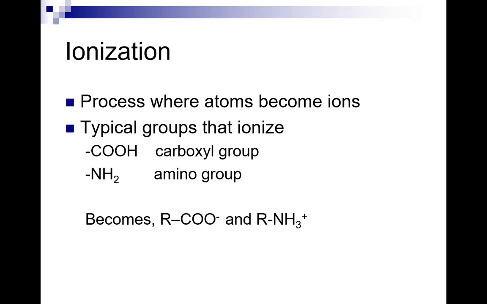All right, so this is called ionization when those atoms become ions. You get a lot of groups that will ionize, like carboxyl groups, amino groups, and we're going to see some of these things like amino groups when we talk about proteins. They can ionize.